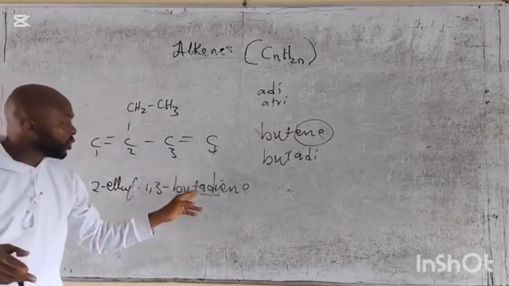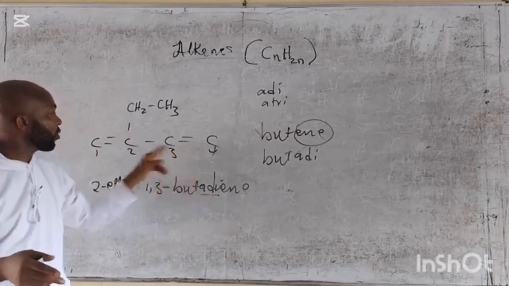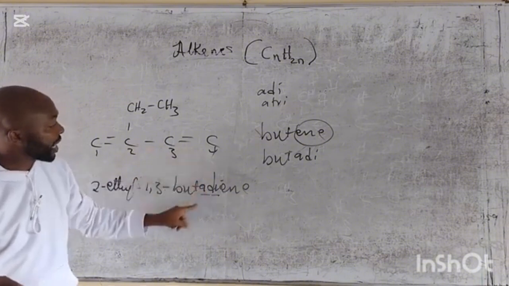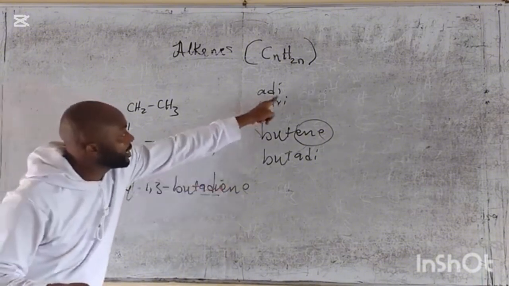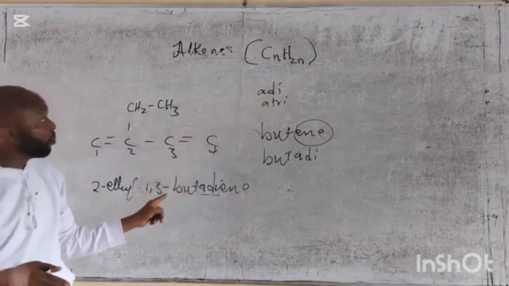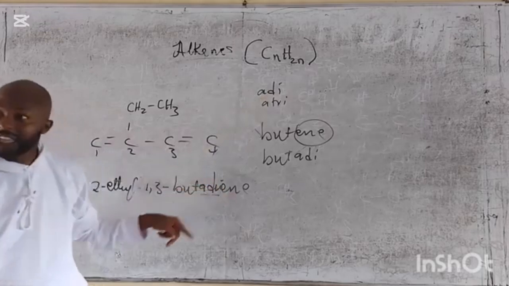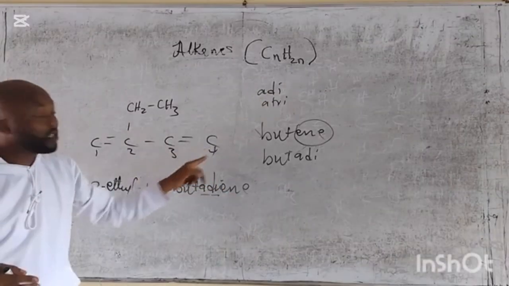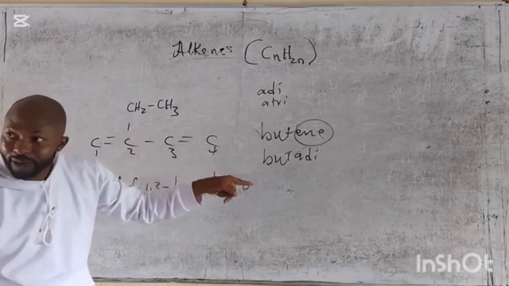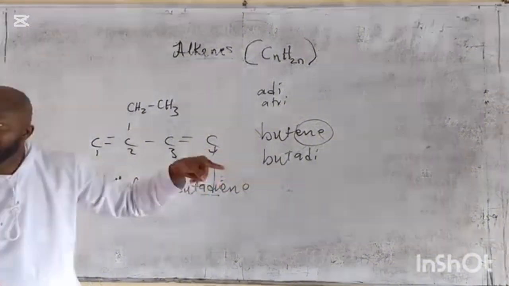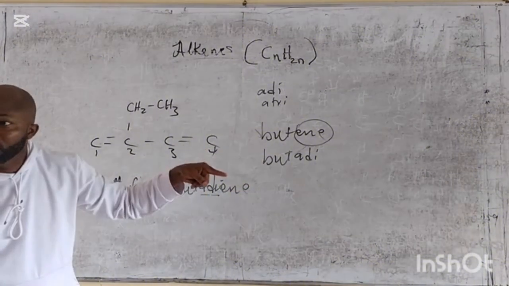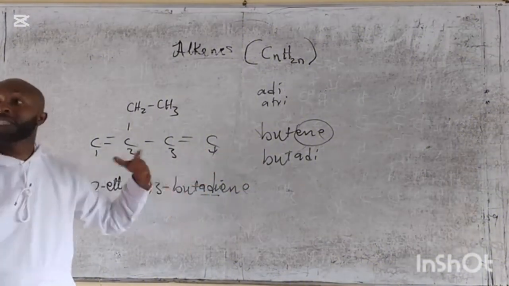We replace this with ENE. When you have a double bond, instead of EN, remove this and put ADI. So instead of butane, it becomes butadiene, since there are 2. If there are 3, it becomes butatriene. Butatetraene and so on, if it is ever possible.